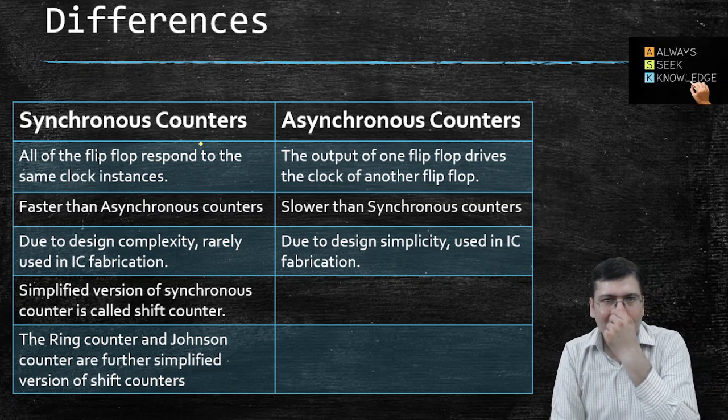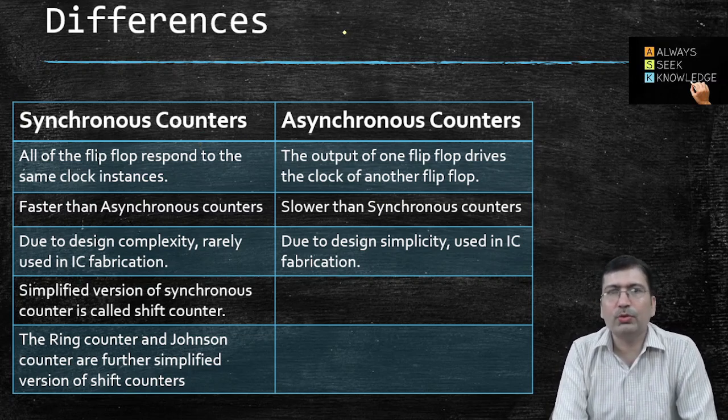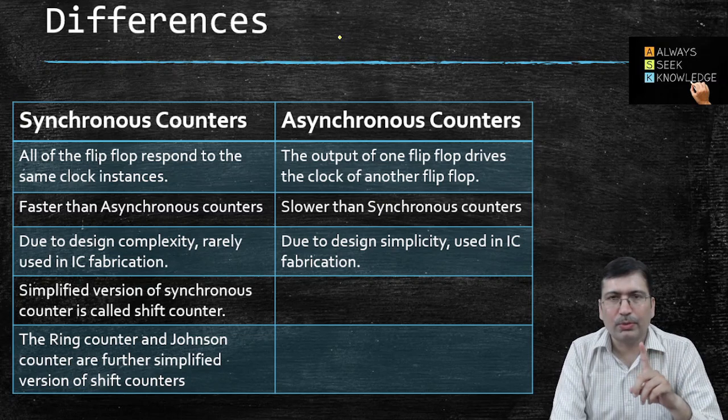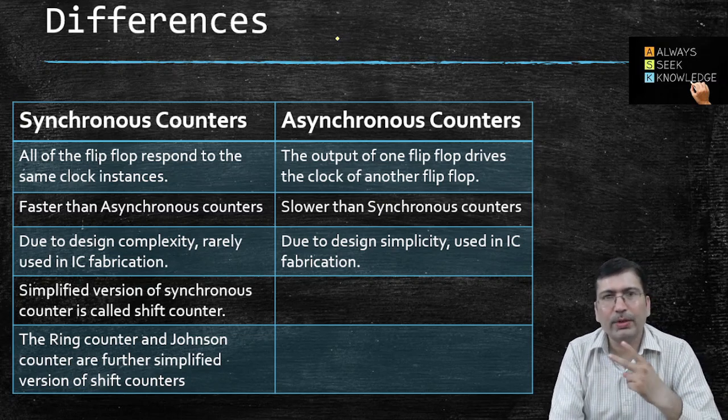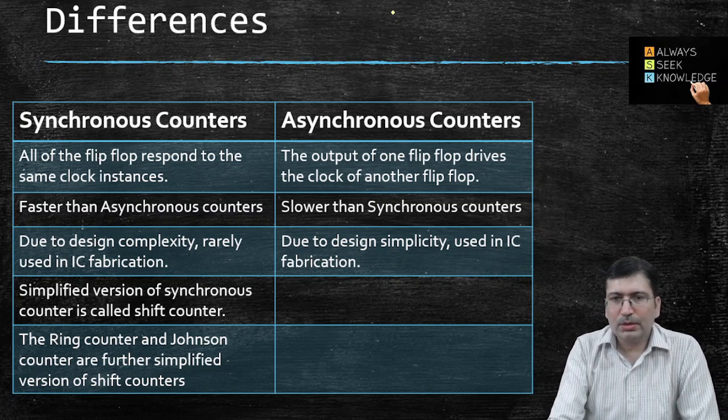Usually when we construct counters, we use multiple flip-flops. So if we want to generate a 1-bit counter, there will be one flip-flop only. If we want to generate a 2-bit counter, then there will be two flip-flops we have to use. For a 3-bit counter, 3 flip-flops will be required, and so on. So in synchronous counters, let's say I'm constructing a 2-bit counter.